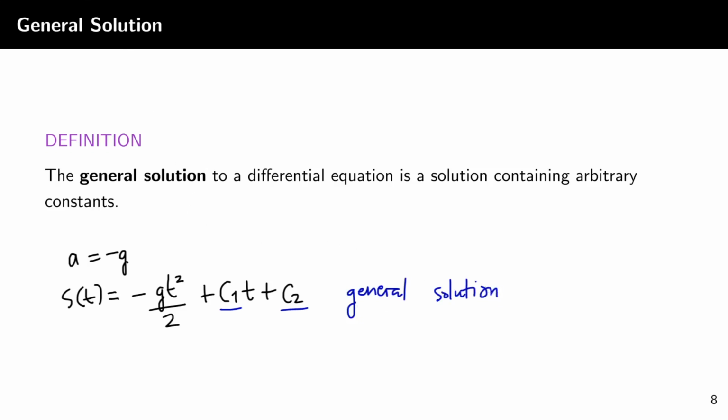So, general solution to what equation? Well, yung original equation natin is a equals negative g and a is the second derivative of s. So, ito yung differential equation natin. d squared s over dt squared is equal to negative g. So, this is a general solution to this equation.